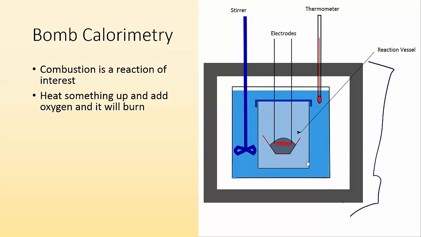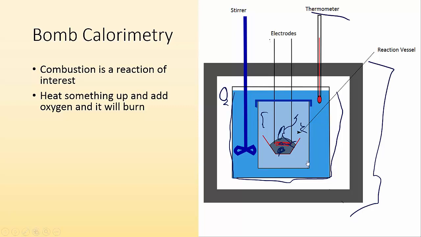You have your sample right in here, and then you have a filament that's going to get heated up. So you've got electrodes here, which are going to heat up that filament, and you have a bunch of oxygen in this vessel as well. And then you pump it up, and then you start burning it, and it starts giving off energy, right? And all that energy gets absorbed by water. It's usually filled with water, and that water acts as a heat sink.